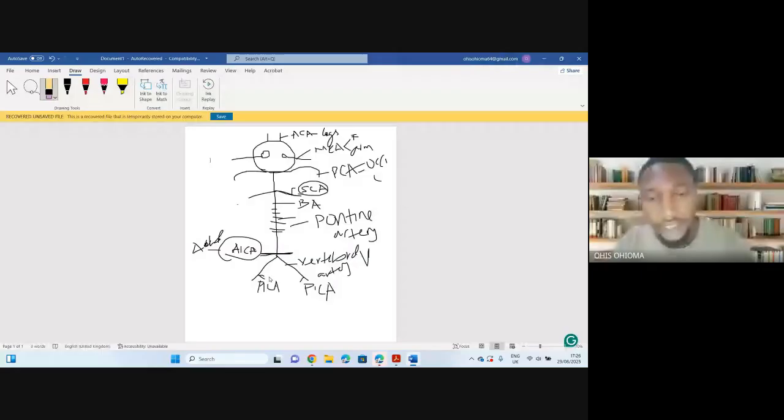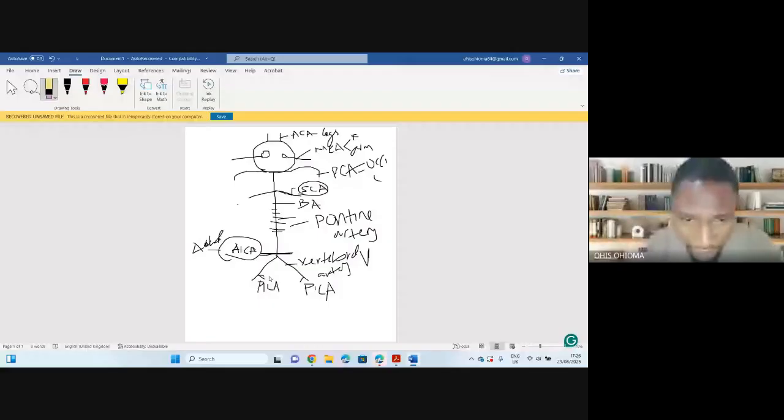And then the next thing you need to know, guys, after you have labeled all of this, is that there are two arteries coming out from the patient's lower end, coming down here and here. So they are coming out of the backside of this guy. And this is the anterior spinal artery.